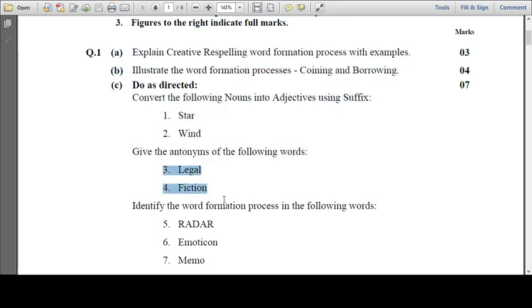Legal and fiction. Now it will be very easy. You can easily form the antonym of both these words by adding prefixes and suffixes, which I think you have all learnt in your classes. So what will be the opposite of legal and the opposite of fiction? Amit Kumar is asking what the meaning of starry is. I have given the example. Starry means full of stars.